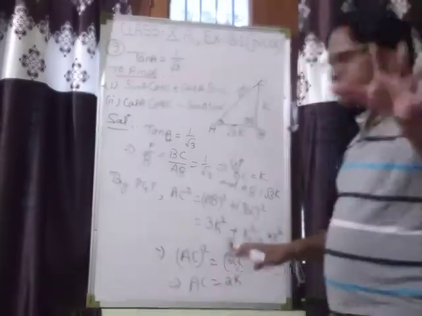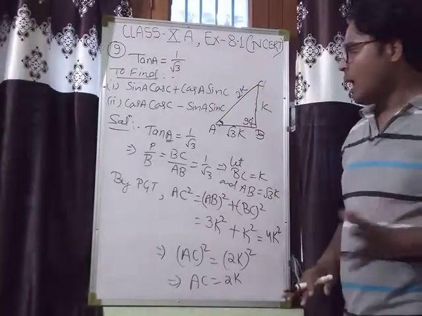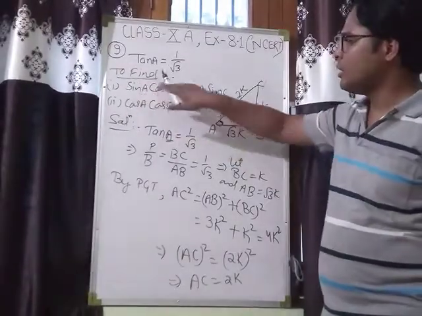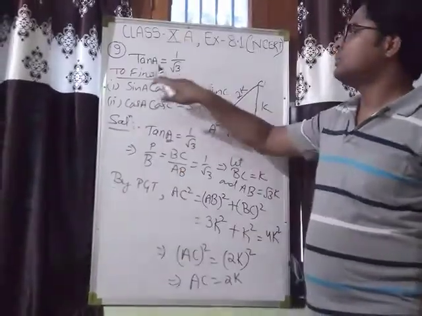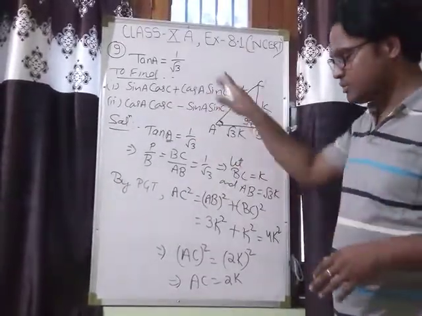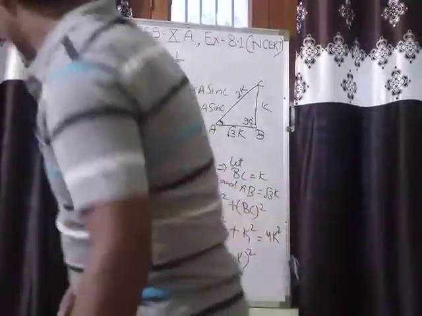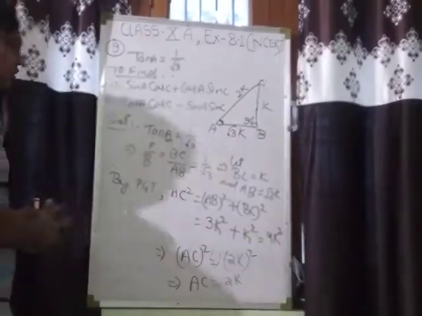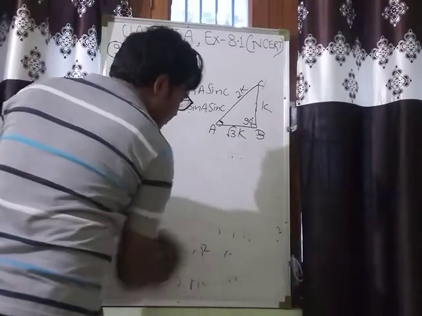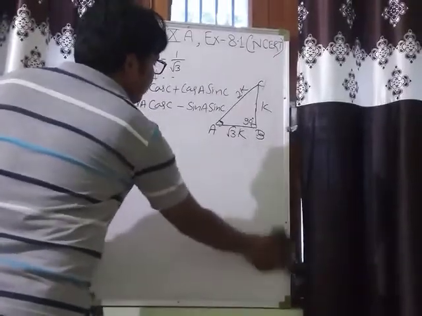Okay. So pause the video and note down up to here. I am going to rub this, but I cannot rub this one, because we need to find the values of these trigonometric ratios. That's why I am not going to rub that. I am going to rub this. So pause the video and note down this.